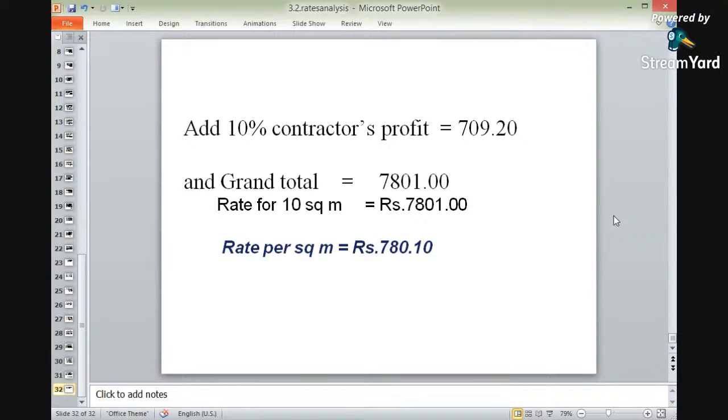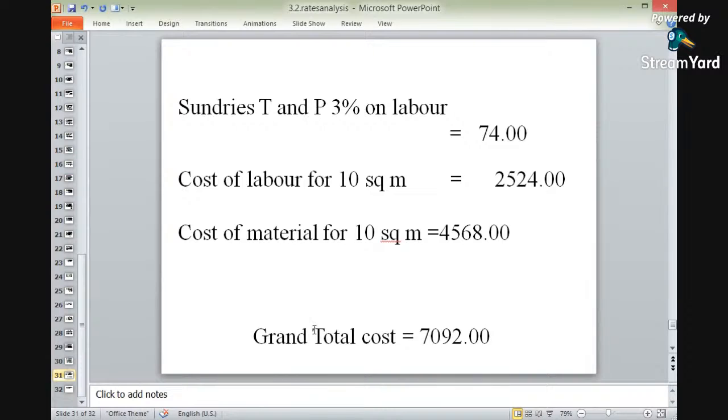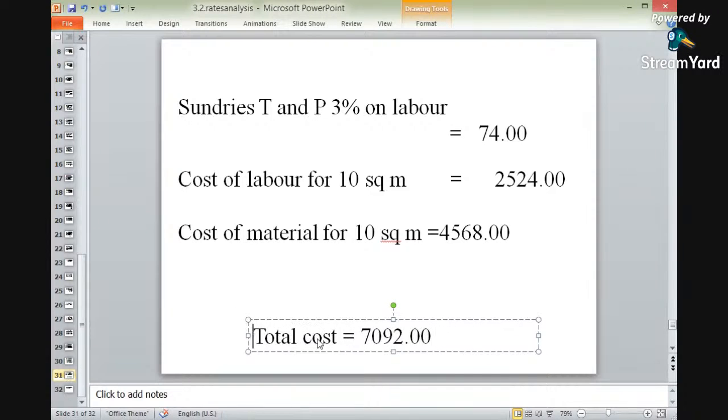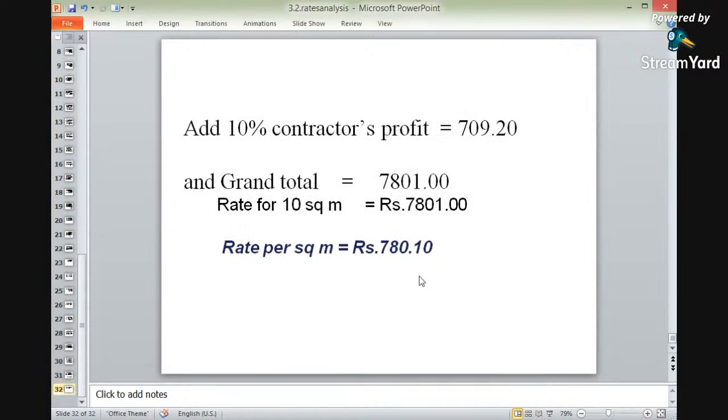Again, 10% extra amount will be required. Sorry, this is only the total cost of labors and materials. The grand total we will see in the next slide, because 10% extra cost will be required. So add 10% as contractor's profit. After adding this 10%, it comes to 709.20, so the grand total cost comes to 7801.